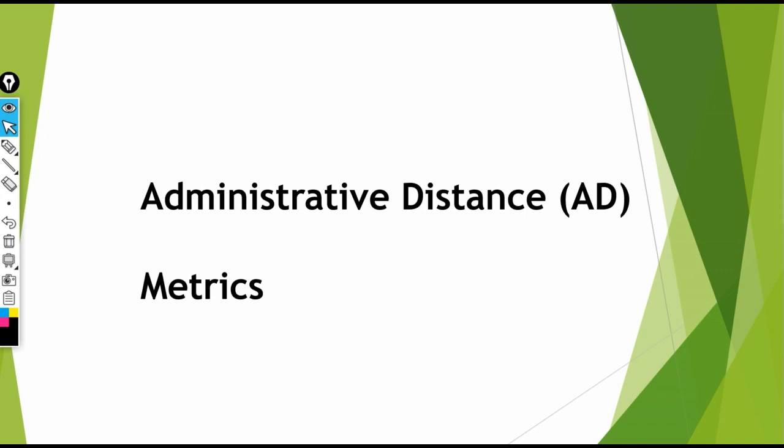Hello and welcome everyone. In this chapter we will discuss administrative distance and metric. The concept of administrative distance and metric is very important to understand in terms of routing and the routing protocols. So just to take an example here, consider we have multiple routers.